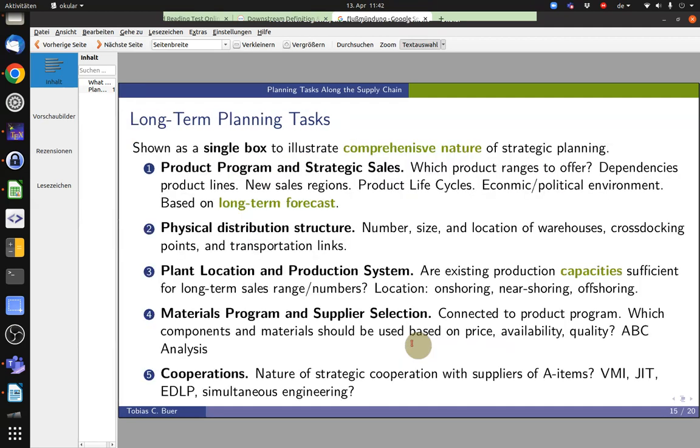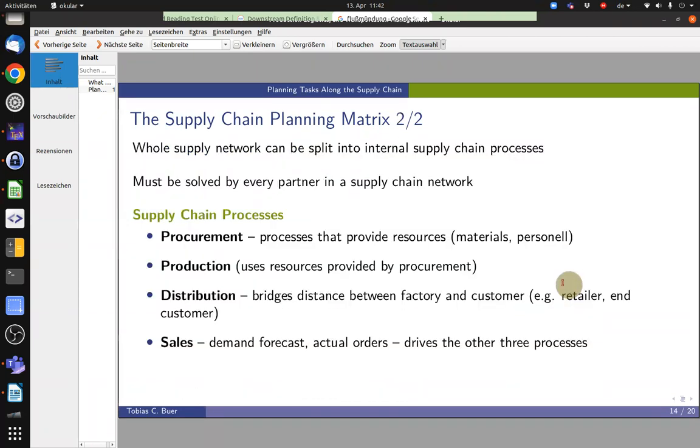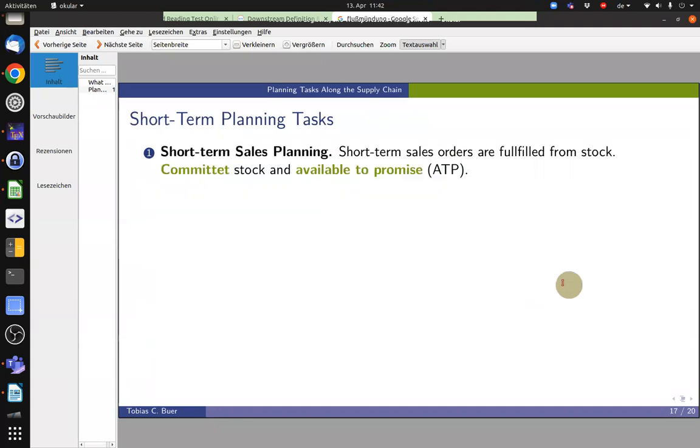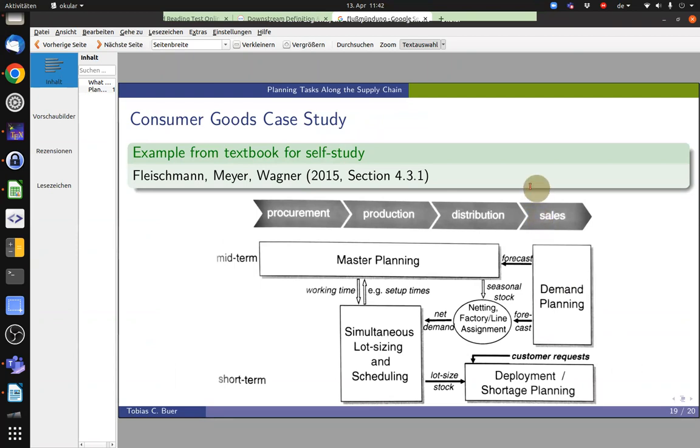Okay, now these were our planning tasks in the supply chain, how to classify them, what the tasks are all about, and how they are coordinated through the flow of information. This is a quite important matrix to know about. In order to learn more about this matrix and how it's applied, you can have a look at section 4.3.1 in the recommended textbook. And this is a case study about a consumer goods company.